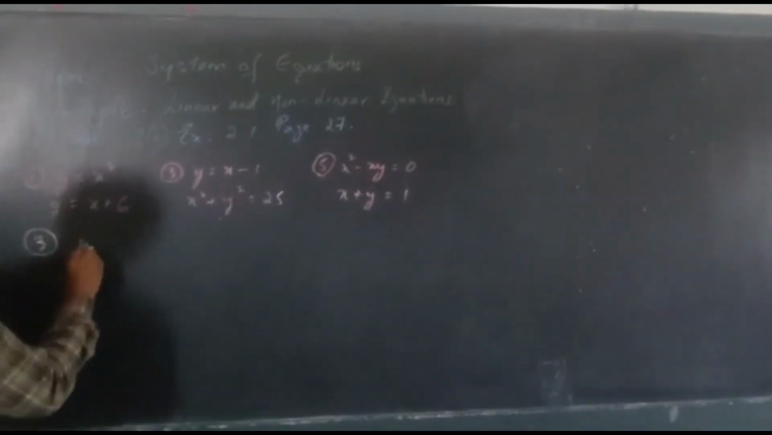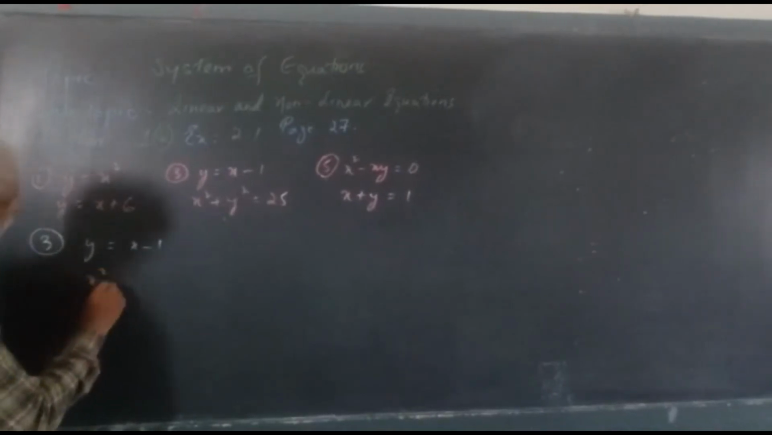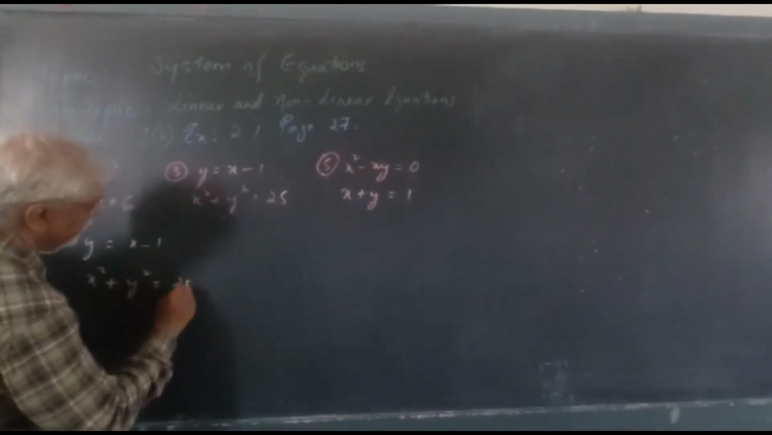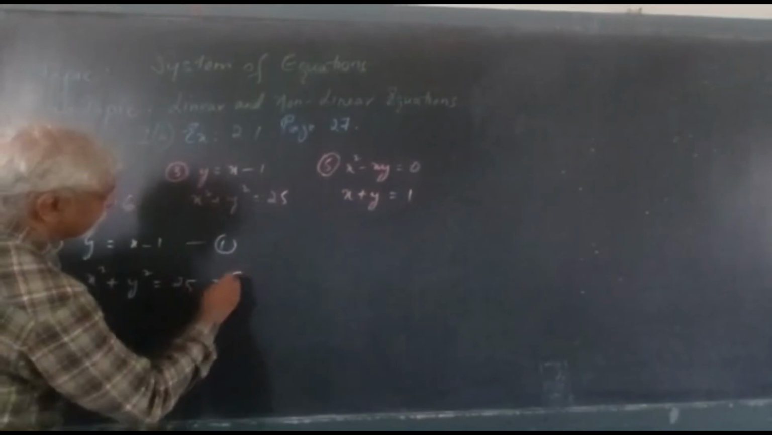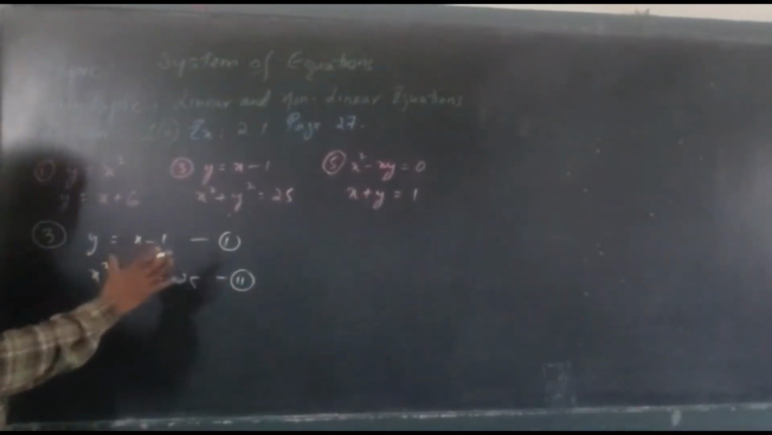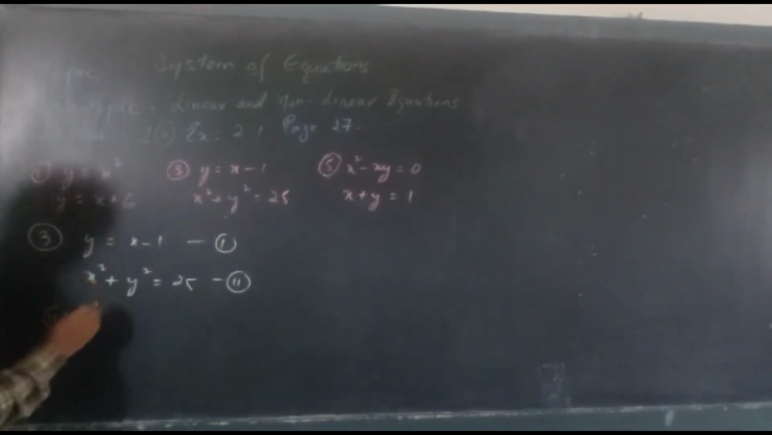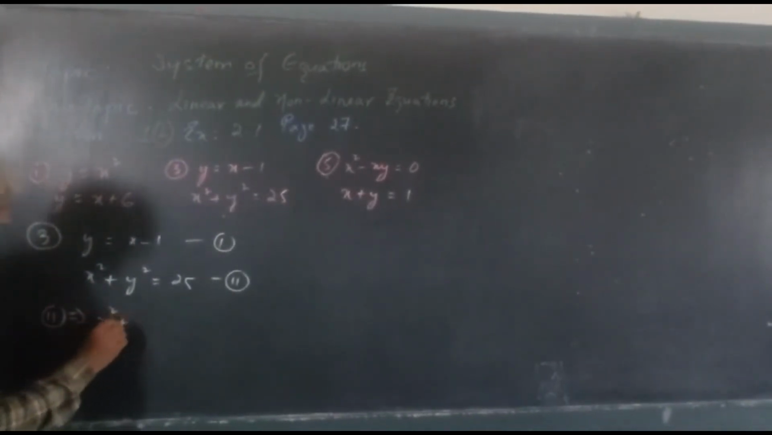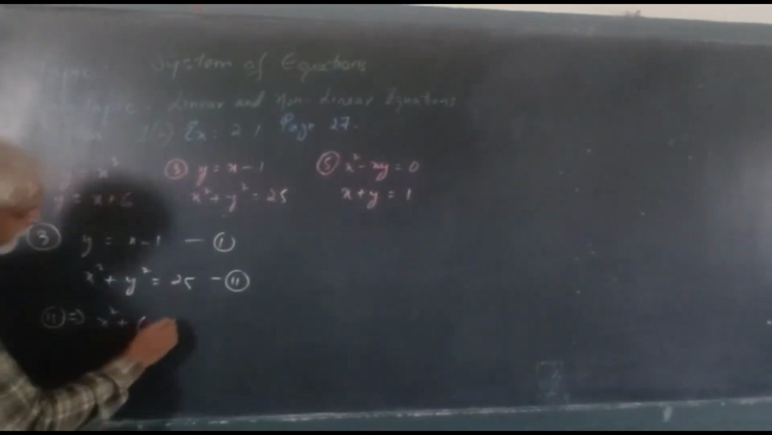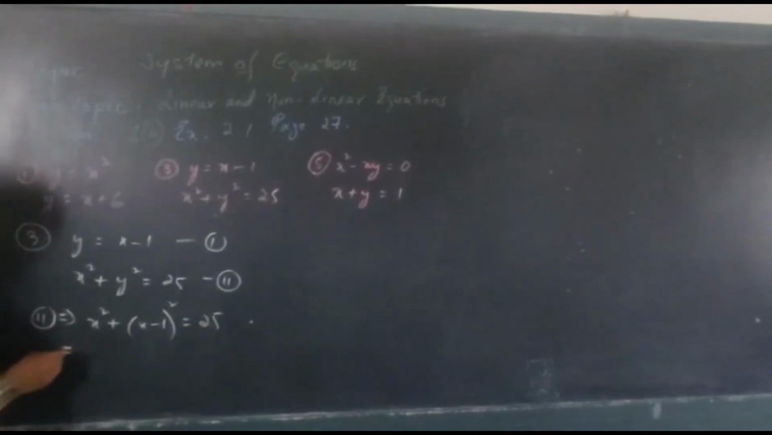We have y equals x minus 1 and x squared plus y squared equals 25. Let's say this is equation 1 and this is equation 2. Now we are going to substitute the value of y from equation 1 in equation 2. So in equation 2, x squared will remain as it is, y we will write as x minus 1, the whole square equals 25. So what do we do next?